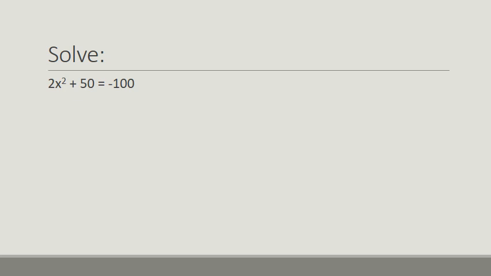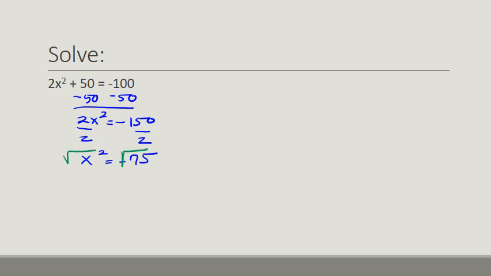This equation has no b, so I'm going to solve by taking square roots. I'm going to subtract 50 from both sides so that I get 2x squared equals negative 150. I'm going to divide both sides by 2, so I get x squared equals negative 75. Then I'm going to take the square root of both sides.